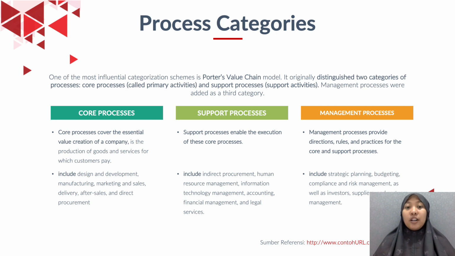Okay, here there are three kinds of process. There is core process, there is support process, and management process. The core process covers the essential value creation of a company, and the support process enables the execution of the core process. So the support process must be supporting the core process that exists in an organization. And the third one is the management process that provides direction, rules, and practice for the core and support processes.